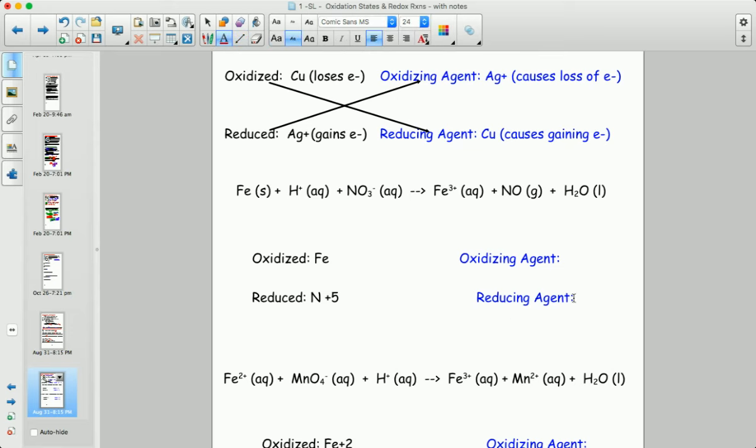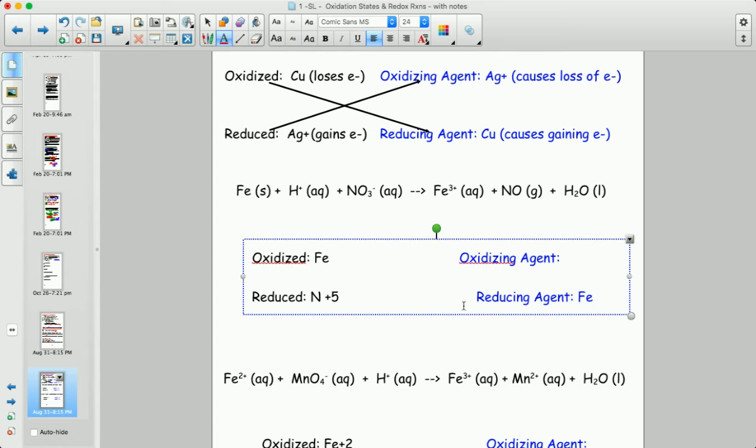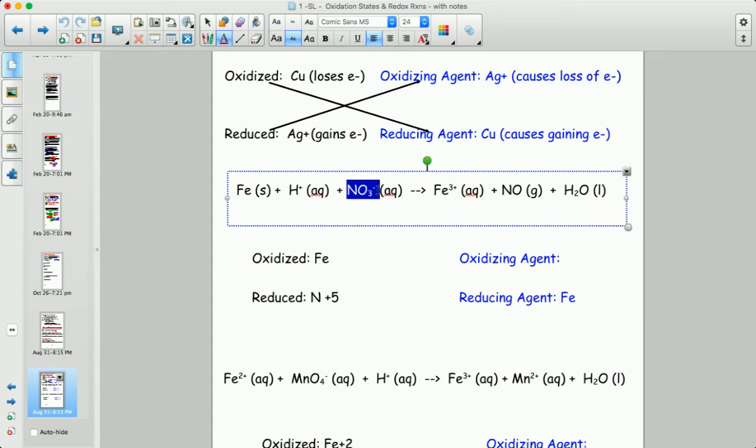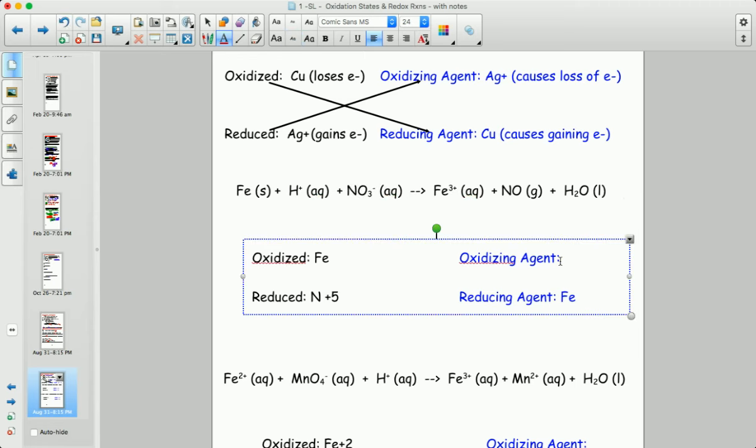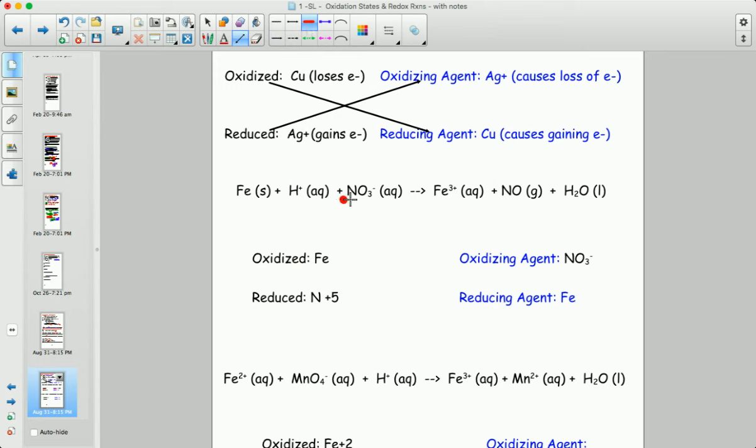So iron got oxidized, which means it was acting as the reducing agent. And then N plus 5 got reduced. The only thing that changes here is that instead of saying N plus 5 is the oxidizing agent, we say nitrate is the oxidizing agent. So it's the thing that has N plus 5 in it, but anytime you identify an agent, it's always the whole species from the equation. So because it looks like nitrate in the equation, it has to look like nitrate here when I talk about it as an agent. Iron just looks like iron, and so that's why it's okay to just list it as Fe.